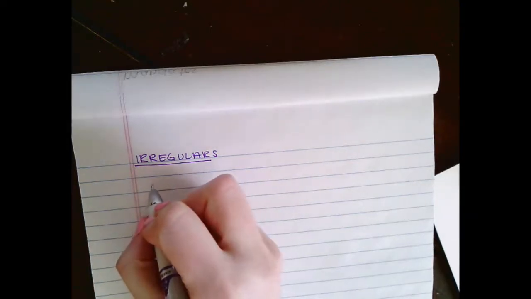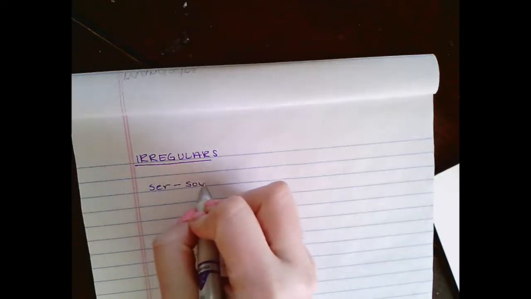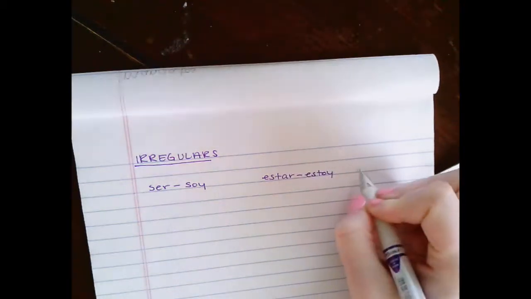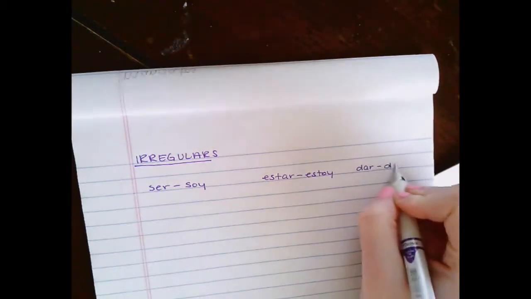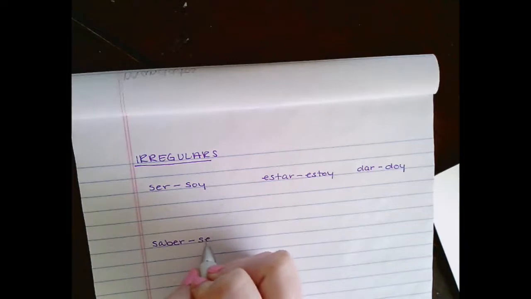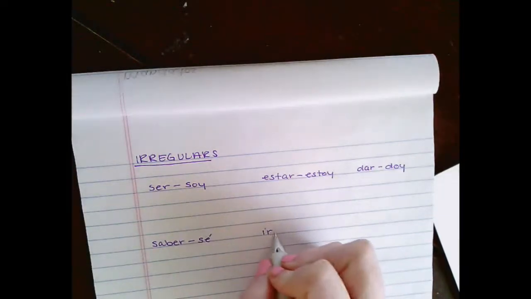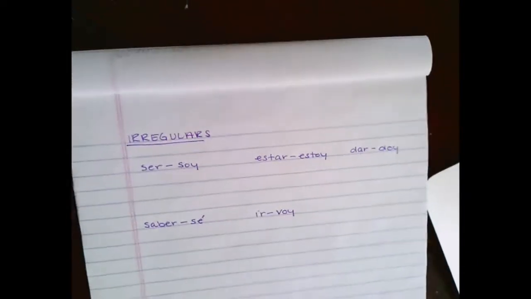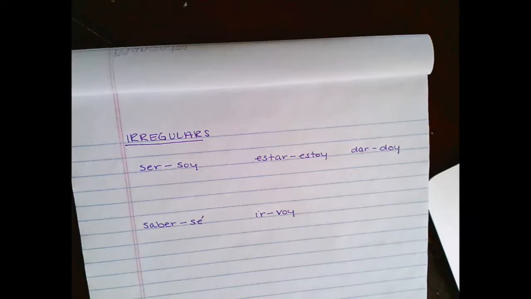So since our first step is to take the yo form and take off the O, you may realize that there are some verbs in the Spanish language in the yo form of the present indicative that do not end in an O. These examples would be the verb ser, where the yo form is soy, estar, where the yo form is estoy, dar, to give, where the yo form is doy, saber, where the yo form is sé, ir, where the yo form is voy. So these ones are completely irregular. They do follow that opposite ending rule, but their stem is going to look a little bit different.